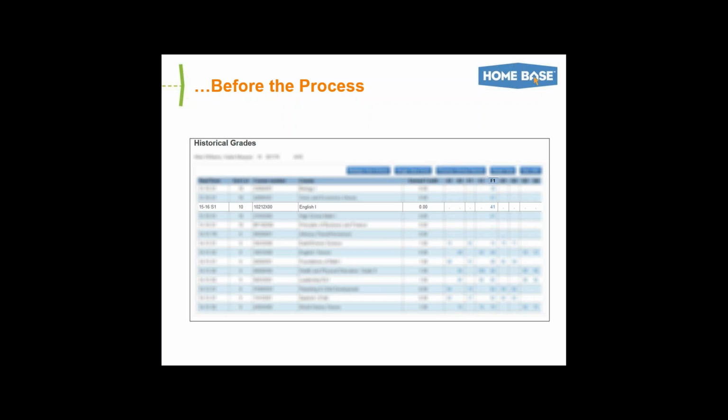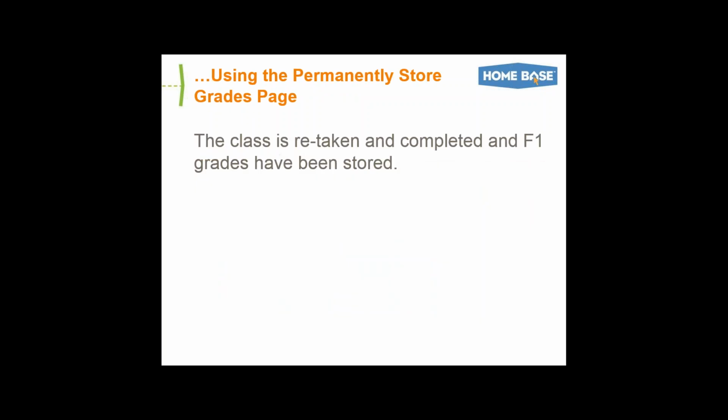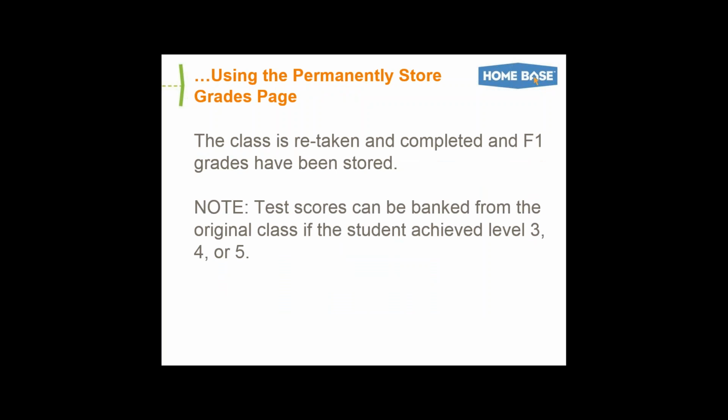All right, now, before the process, we have, at this point, stored final marks, of course. The student has failed this English class with a 41. So we have rescheduled this class into the student schedules, and the course is completed now, and the F1 marks have been stored. By the way, I want to repeat, your test scores can be banked from the original class if the students achieved level 3, 4, or 5. And yes, you have to hand key in those scores, just like you do with some of the other occurrences we have.